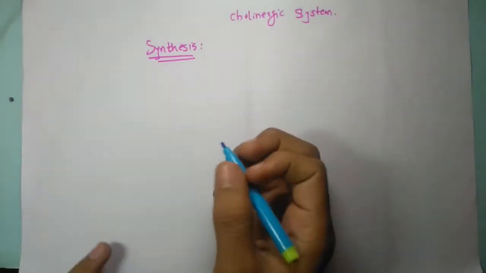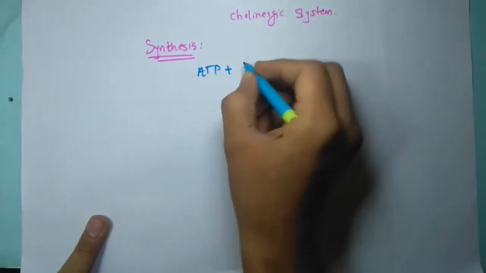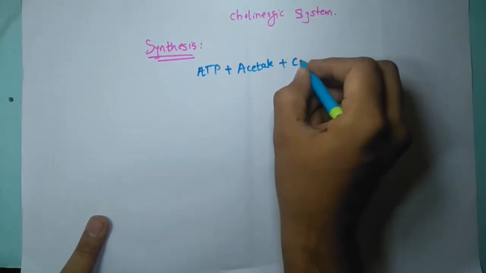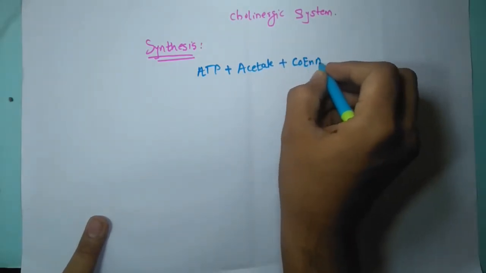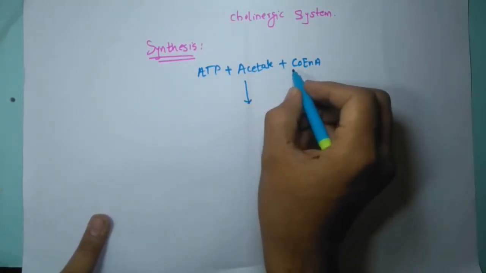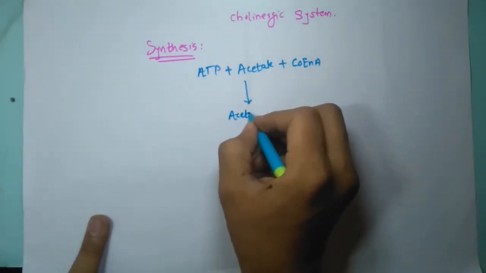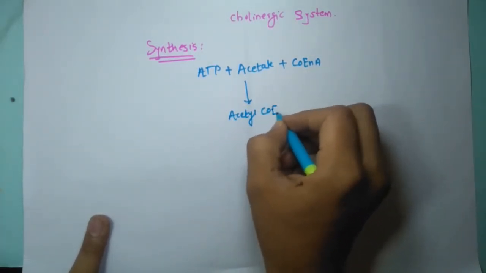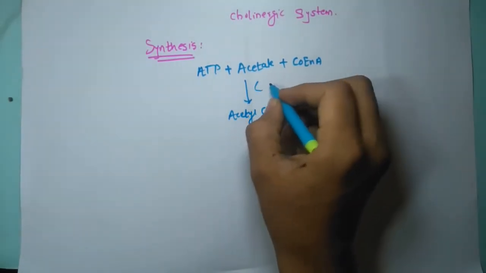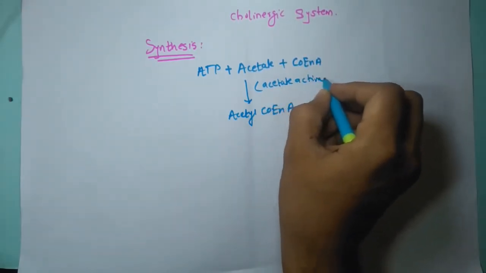For the synthesis, we require a source of energy called ATP, then inactive acetate, then the enzyme coenzyme A. These three are the precursors for the synthesis of acetyl coenzyme A, and this reaction we call the acetate activating reaction.